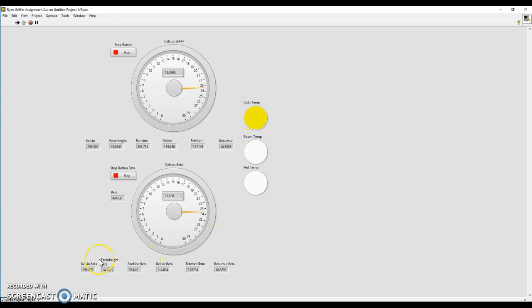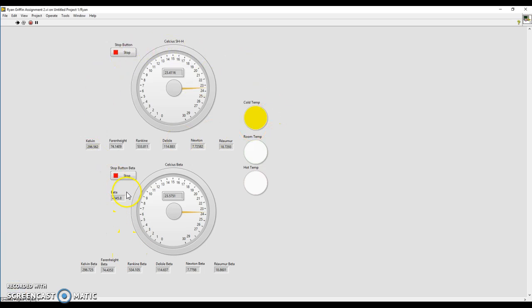Then, if the thermistor is held on, you can see the temperature increase, and the change in the ranges leads to a different change in the status of the LEDs. Again, if I let go of the thermistor, the temperature starts to reduce, goes down to room temperature, and then down to the cold temperature eventually.